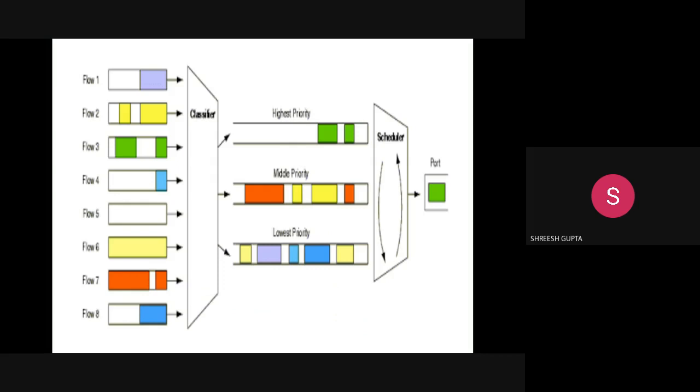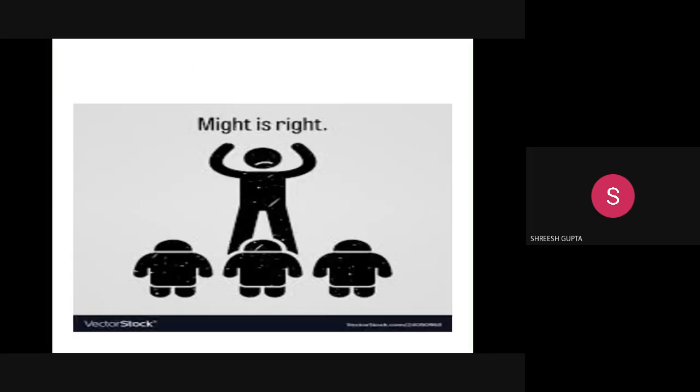Here we have the priority. First we have to decide the priority, and the priority will get the service first. Then whatever I have told you, right?